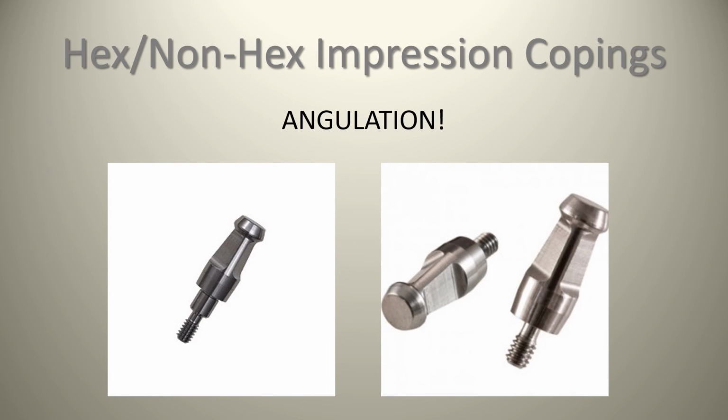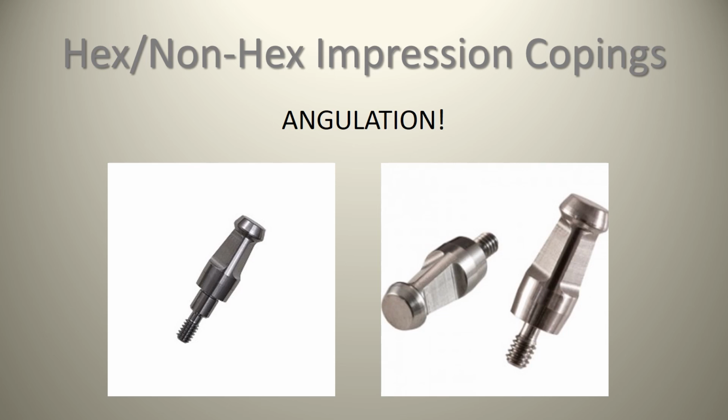So the key thing about using a hex or a non-hex impression coping, obviously something with a hex is going to engage the implant a lot easier, especially if it's really deep down in the tissue, and boom, I'm in there. Now you take a radiograph to confirm that it's seated anyway, but why would you use a non-hex impression coping? So the key thing here is angulation.